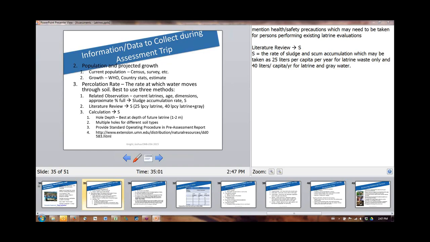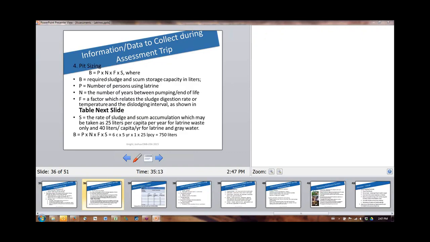You have to give us a standard operating procedure for that calculation, and here's one right here for you to take. And by the way, I will send these slides out to everyone that's on the call so that you can have these and utilize this.